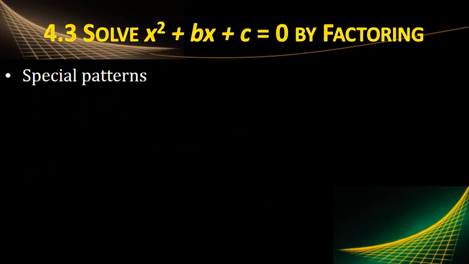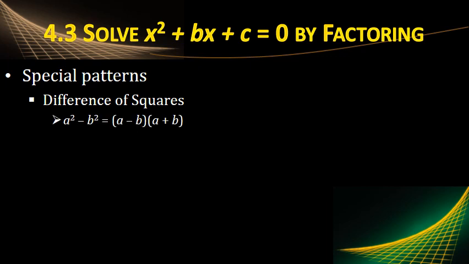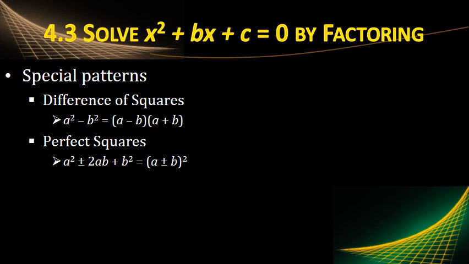There are some special factoring patterns, such as the difference of squares: a squared minus b squared equals a minus b times a plus b. Then perfect squares: a squared, plus or minus 2ab, plus b squared. If you use a plus here, you use a plus there. If you use a minus here, you use a minus there. You can see how the formula works.